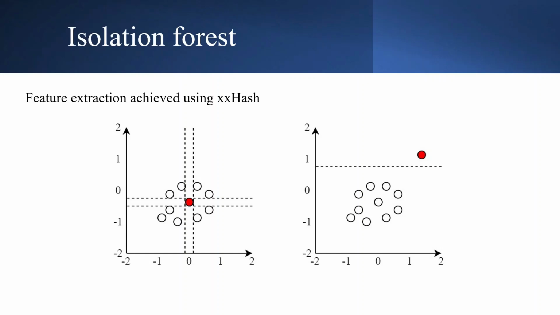The isolation forest was applied to file creation events. The isolation forest works on the principle that it is easier to isolate an anomalous data point than it is to isolate a normal data point. And in this case, feature extraction was achieved using the XXHash algorithm.